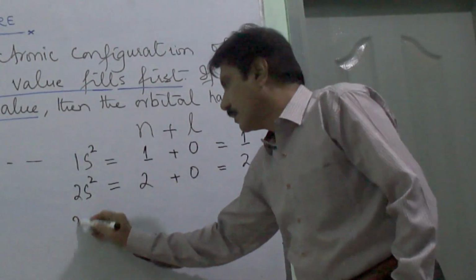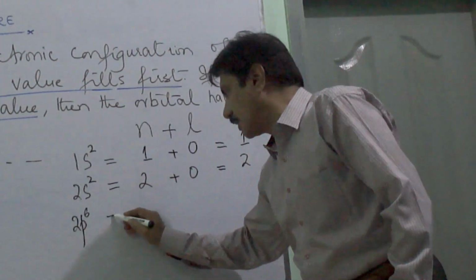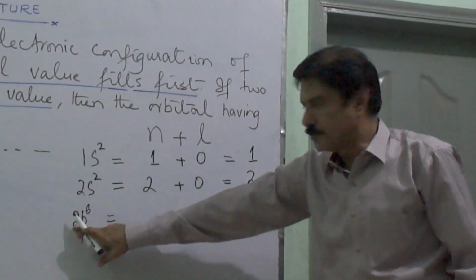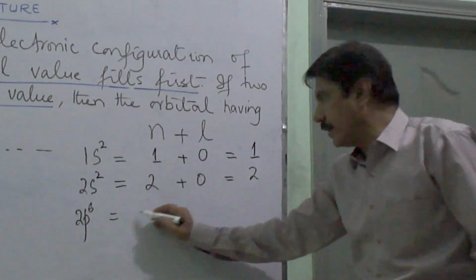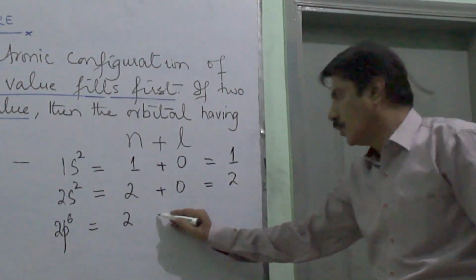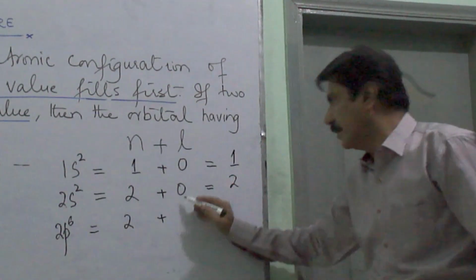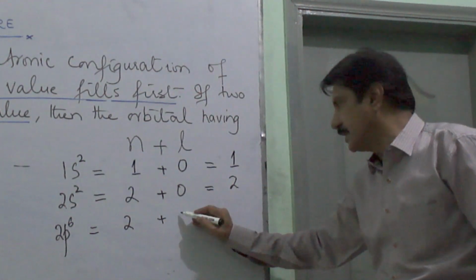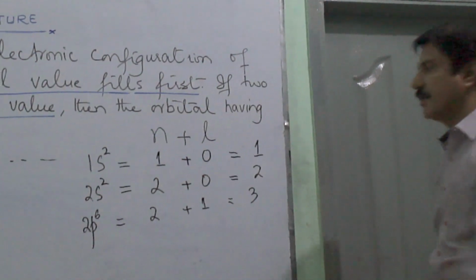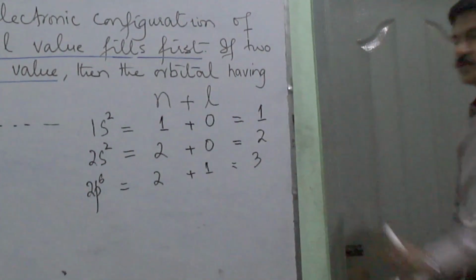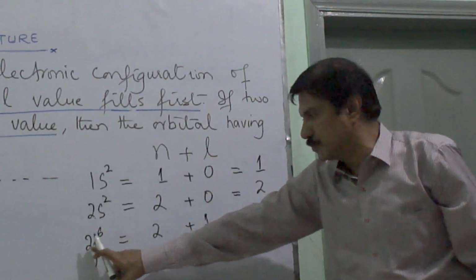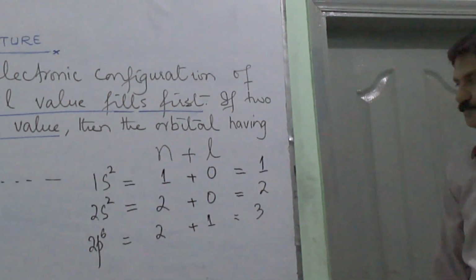Then 2p6 was the order of filling electrons, which means 6 electrons were added to the 2p orbital. Why? Because for the 2p orbital, again the value of n is 2, while for the p subshell the l value is 1. So the sum of n plus l value for the 2p orbital becomes 3 now. So after 1s, 2s, 6 electrons go to the 2p orbitals.